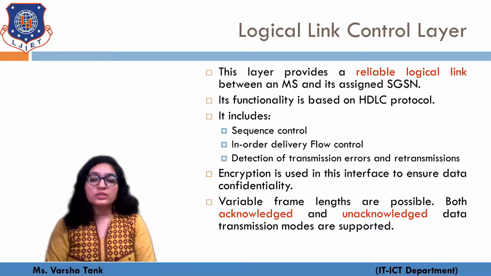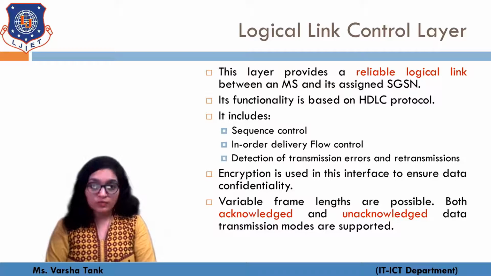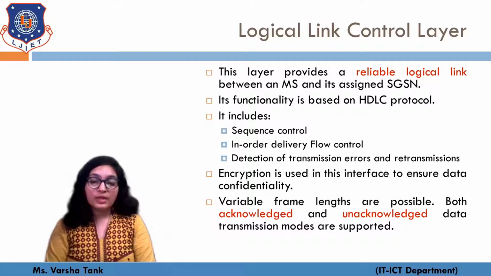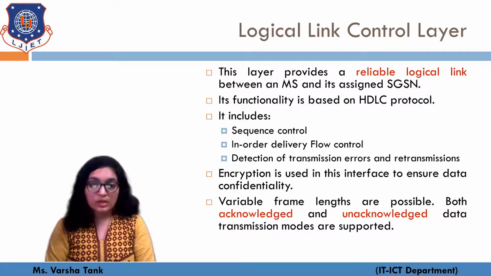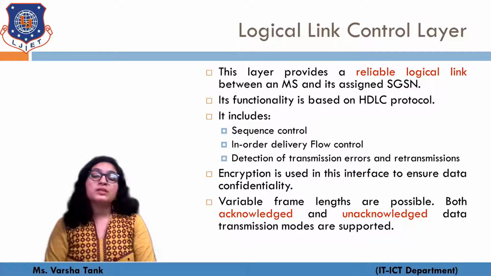Then encryption is used in this interface to ensure data confidentiality. So for data confidentiality, it should use encryption, so that the data is not intercepted by any third party. Then it is also responsible for acknowledged and unacknowledged frames. So whenever a frame is transmitted in the communication network, that frame should be acknowledged. If the frame is acknowledged, that means it is received by the receiver. If it is not acknowledged, then it means it is not received by the receiver.